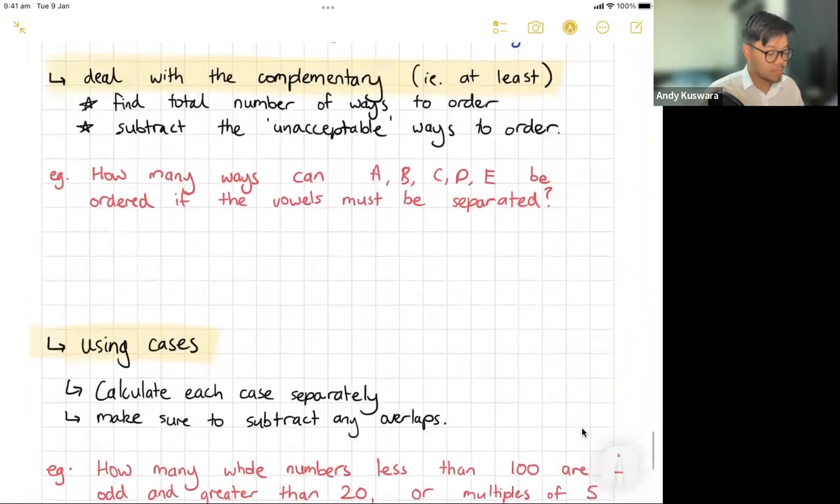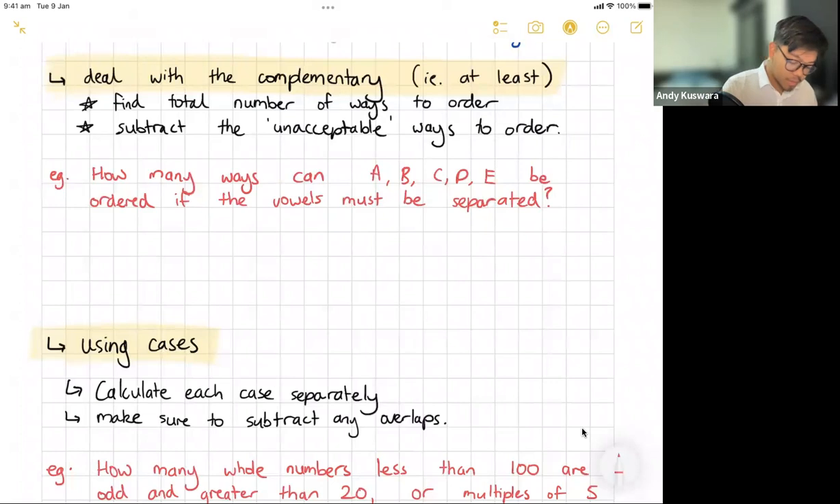Technique number two is a very, very interesting and helpful one: deal with the complementary. You're looking for this when it says something like "at least." There are a lot of different ways to calculate it, but the easiest way is to find the complement. We find the total number of ways to order something, and then subtract the unacceptable ways to order it.